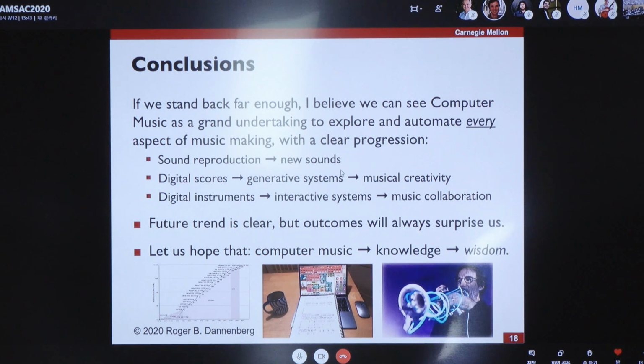So I think in that sense, the future trends are clear, but I think the outcomes will always surprise us because the exponential growth of computing power is enabling things that are hard to even imagine today. So let's hope that our continued work in the area of computer music, both as scientists and engineers and artists, brings us more musical knowledge, and from that knowledge we gain musical wisdom. So thank you.